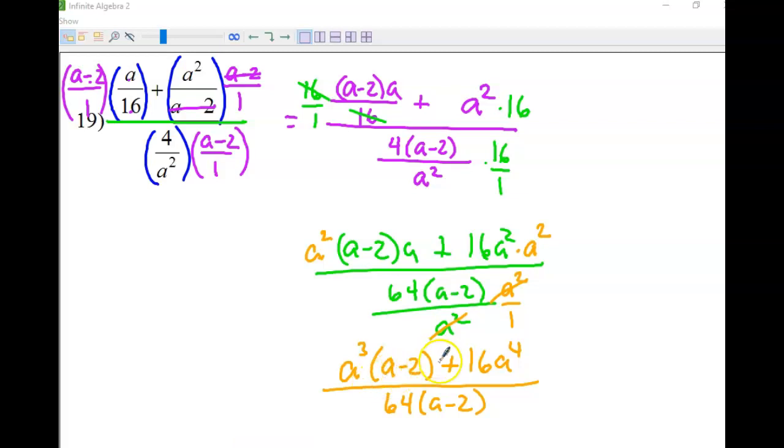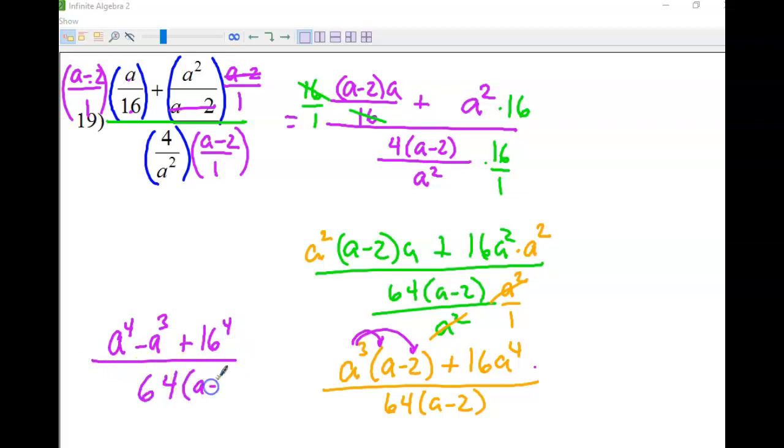We can't get rid of the a minus 2's because I would have to have an a minus 2 over here also to do that. So what I'm going to do is I'm going to go ahead and distribute first, and that's going to be a to the 4 minus a cubed. I don't want to multiply the bottoms yet. Once again, that one I just want to leave.